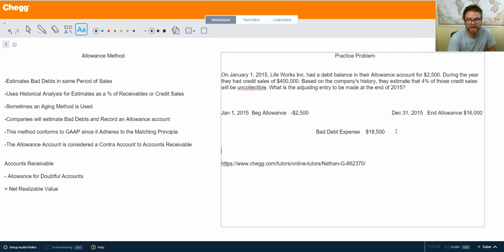So once again, they recorded that expense in the period of the sale, and that adheres to the matching principle under GAAP. We took our beginning allowance account, and to get to our ending allowance account, we just made a bad debt expense. And that's another way to say adjusting entry. Now you can also see bad debt expense, I like to tell this to my students, like a ladder, right? To get over the bridge or climb the ladder from negative 2,500 to 16,000, you must have a little bridge of 18,500 to get there.